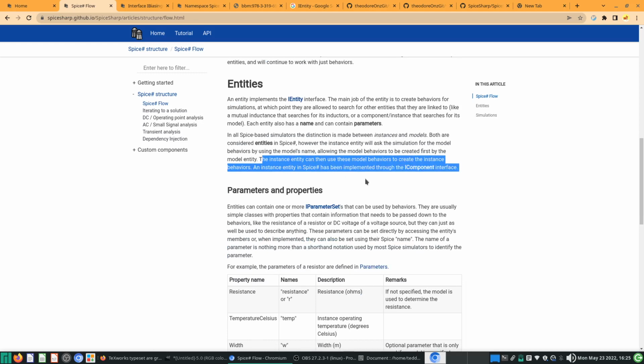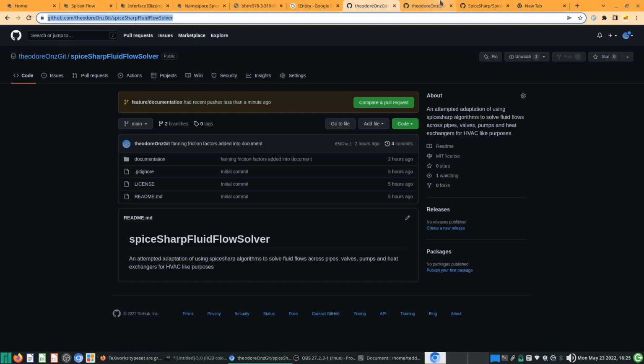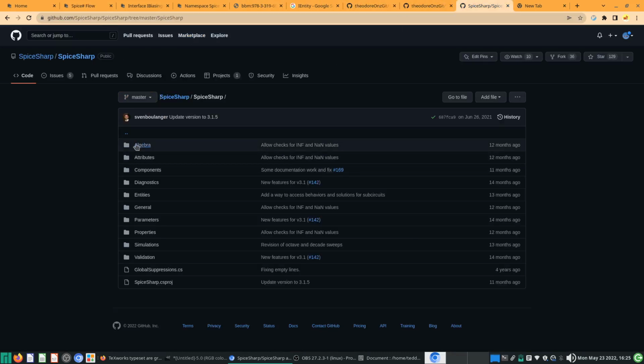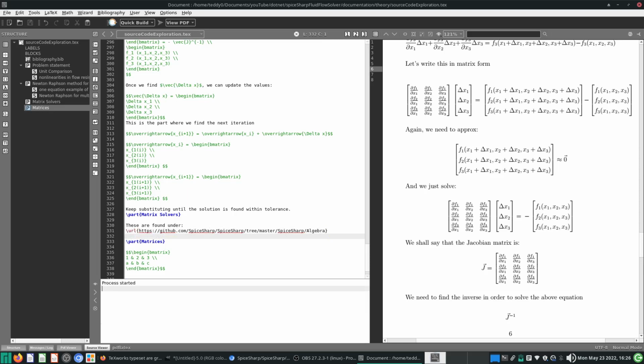Okay, let's see. I'm just going to write down things as I find them out. Matrix solvers, let's see where they are found. They are found under this website, I'll just put the URL.